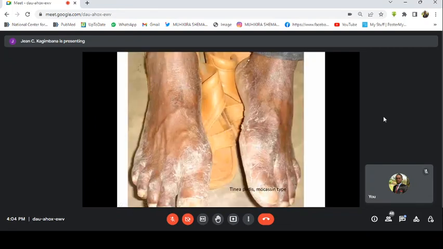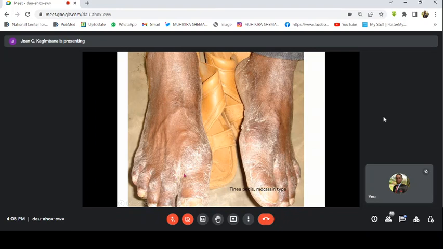Now, this is another type of aggregated tinea pedis. You may need to describe this type of region. What do you see? Can you describe this region? It's blackish. You may describe all of this one.